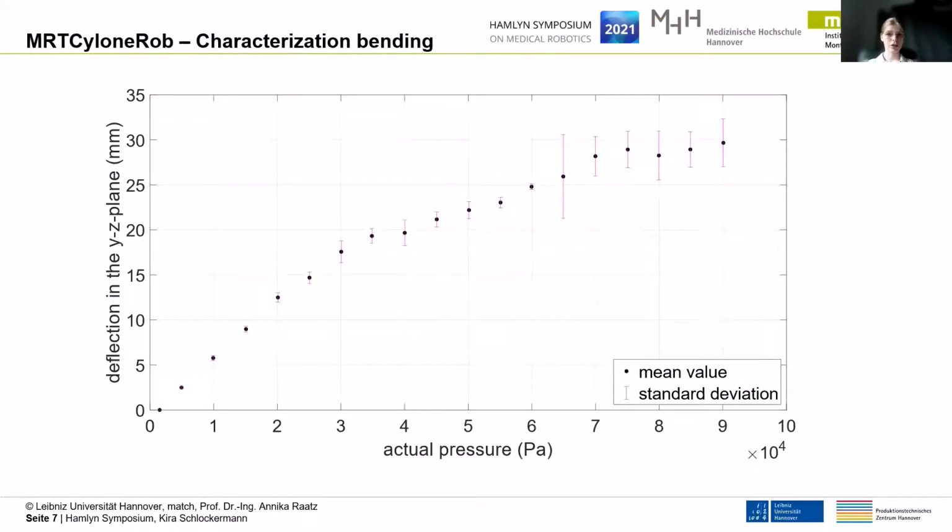In a test rig with 6 OptiTrack cameras, we recorded the actuator positions during actuation. Here, the pressure was increased to 90,000 Pascal in 5,000 Pascal steps. The deflection in the YZ plane on the y-axis and, on the x-axis, the actual pressure was plotted. The graph shows the mean values from 3 measurement series and the standard deviation. At a pressure of 90,000 Pascal, the MRTCylon Rob reaches a deflection of about 30 millimeters. This corresponds to an angle of around 16.76 degrees.